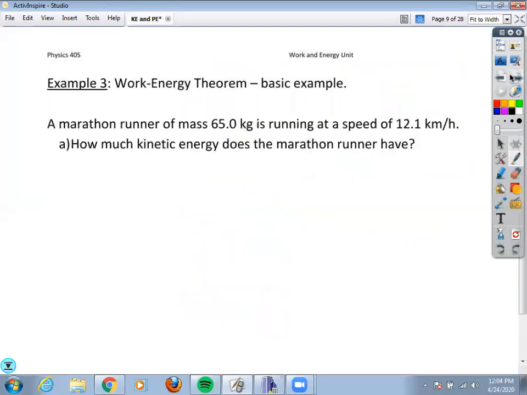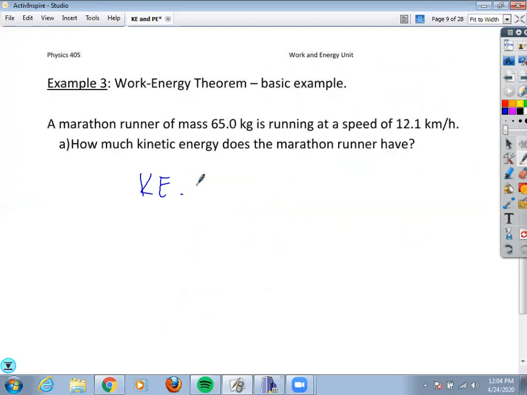Okay, so a basic example of the work change in energy theorem. Again, work done causes energy to change. A marathon runner has a mass of 65 kilograms. It runs at 12.1 kilometers per hour. How much energy does the marathon runner have? So this is just solving for KE. If you want to pause the video, you can solve it on your own.